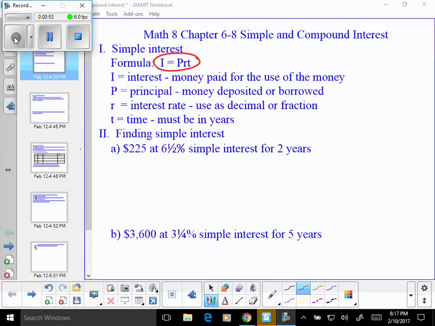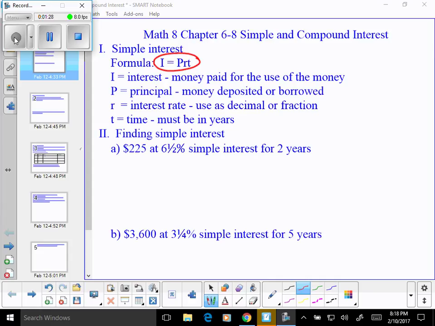On the other hand, if I am saving money, interest is the amount of money the bank pays me so that it can use my money, because it will use my money to maybe give somebody else a loan. So that is what the I stands for, interest. The P stands for principal, and in this case it does not mean the principal of our school. It means the money that is deposited into the savings account or borrowed in the loan. The R stands for interest rate.